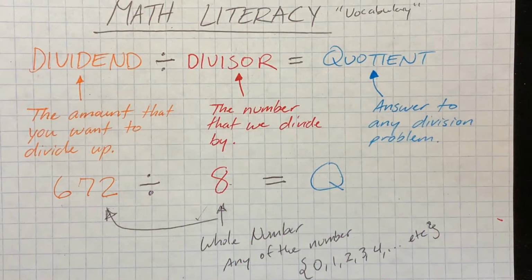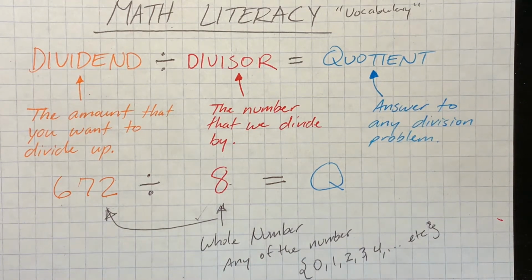So for our mathematical literacy, by that I mean our vocabulary words, we have the dividend, which is the amount that you want to divide up, divided by our divisor, the amount that you want to divide by, equals the quotient, the answer to any division problem. So we have this example here. Let's say we have 672 horses and we want to divide them into 8 groups. So we would solve for Q. Q would be the unknown variable. Basically, you're just looking for the quotient.